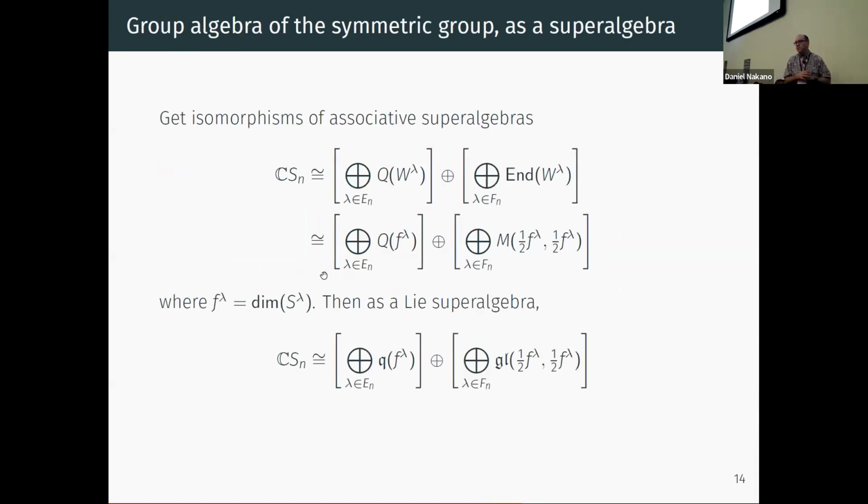Okay, so from this classification of the modules, we get our description of the group algebra of the symmetric group into these type Q factors and these type M factors. And I think I have all my indices correct this time. And then as a Lie algebra, it's a direct sum of the corresponding Lie algebras, type Q algebras and general linear Lie superalgebras.